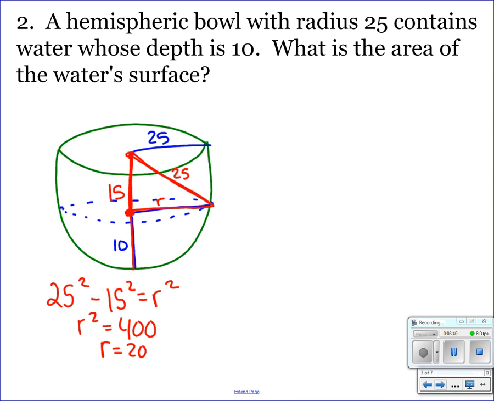But I'm looking for the area of that surface of water. Well, we found r. It's a circle, pi r squared, so that's why it's 400 pi. I don't have any units, so we are done.